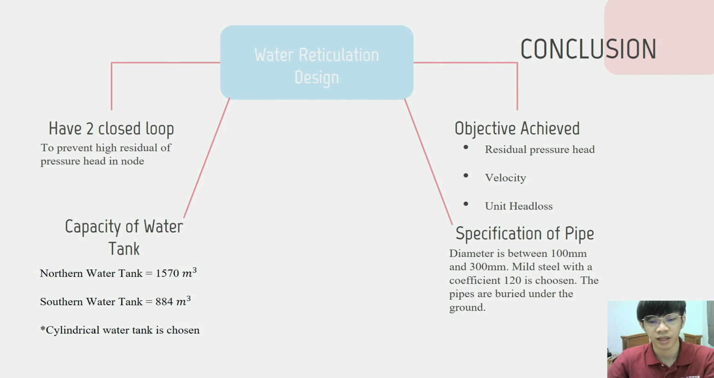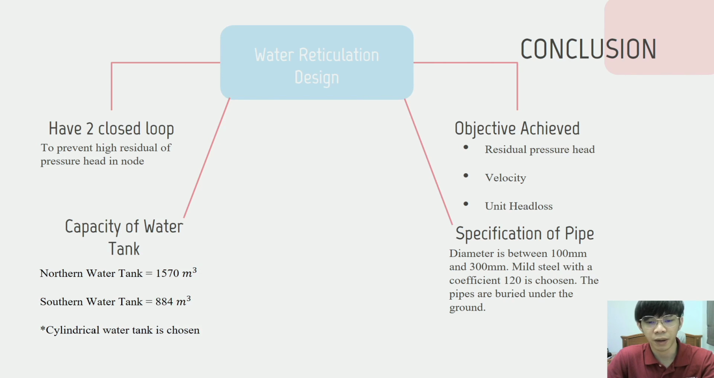In conclusion, in our project area, there are 2 closed loops. This is to prevent high residual pressure head in the nodes. We are having 2 water tanks in our plan. The Norton water tank has a volume of 1,570 meter cube, while the Southern water tank has a volume of 884 meter cube. Both water tanks are designed with a cylindrical shape.